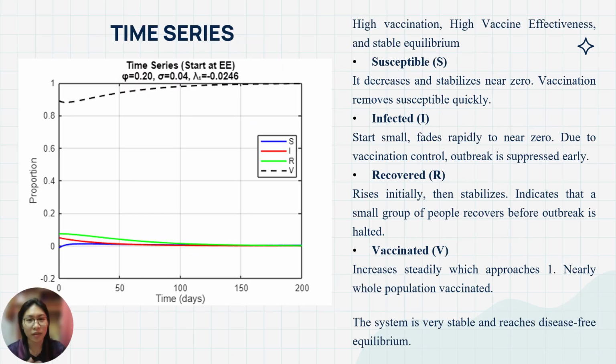Next, if both vaccination rate and vaccine effectiveness are high, from the graph the vaccinated increases steadily and approaches 1 after day 100, meaning nearly the whole population received the vaccine. Due to the strong vaccination control, susceptible and infected decrease and stabilize near zero, then the recovered proportion rises initially and then becomes stable, indicating that a small group of people recovers before the outbreak is halted. Therefore, the endemic equilibrium is very stable and reaches the disease-free equilibrium with strong vaccination control.